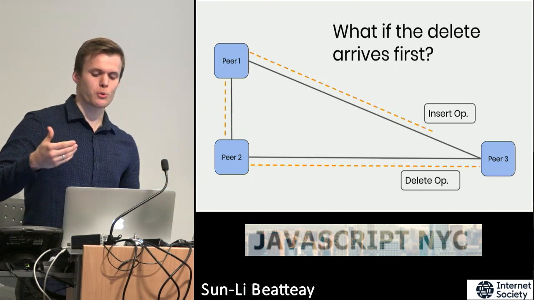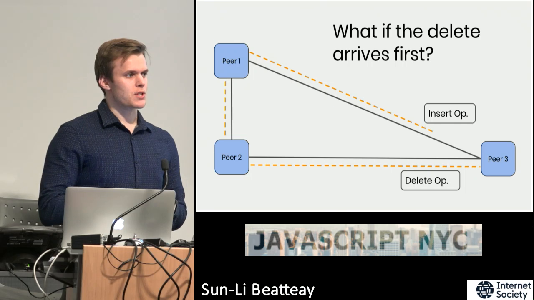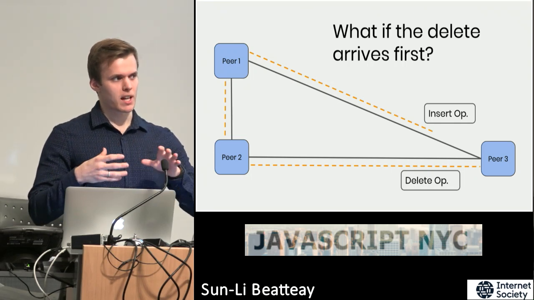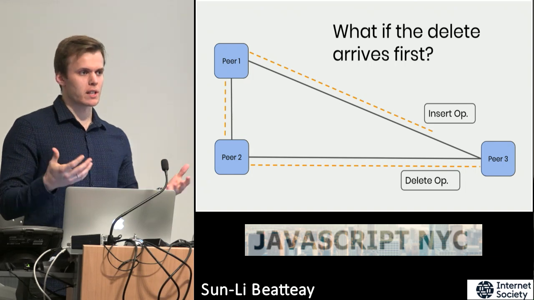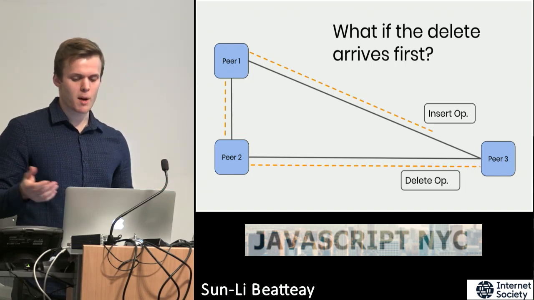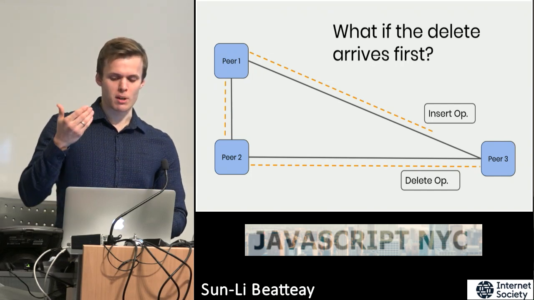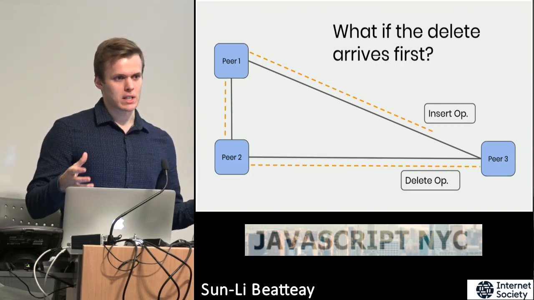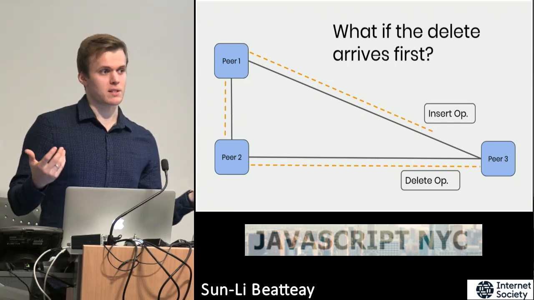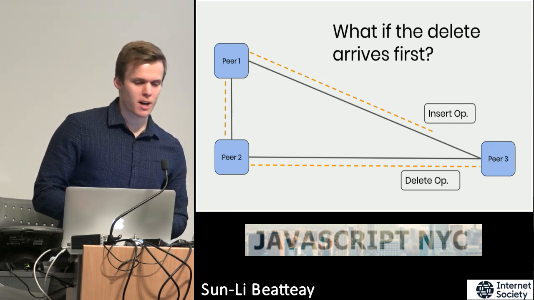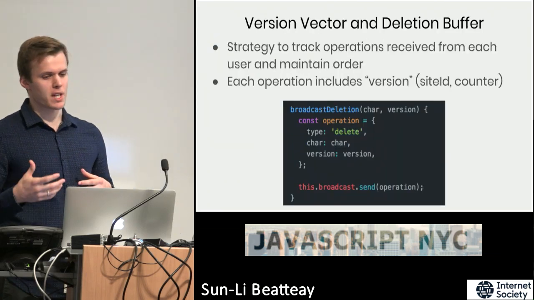Because if user 3 tries to implement that delete operation, they're going to look in their CRDT, see that they haven't received that insert operation yet, or that the insert operation is not there, and they're going to think, oh, I've already deleted this. So they're going to drop that operation, which is bad because once they get the insert operation, they're going to implement the insert. They're going to have lost that deletion already, and so now they're inconsistent with peer 1 and peer 2. So now we're back to inconsistency. So in order to tackle this problem, we need to basically implement what is called a version vector and combine it with a deletion buffer.